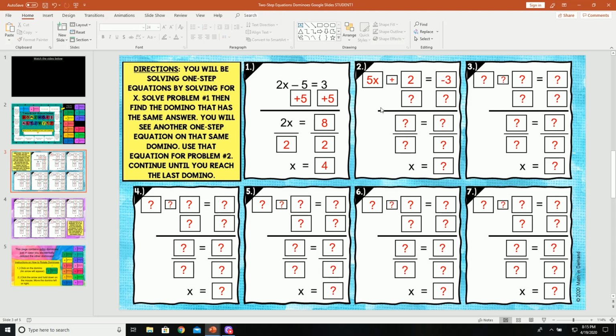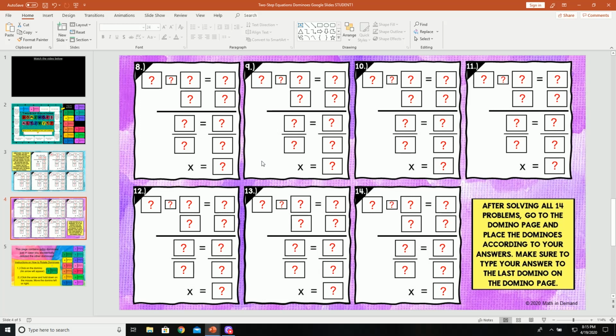Okay, and then I'm going to do what I did with the first problem. I'm going to solve it just like I did. I need to get rid of the positive 2 and so on. Whatever you do on one side, do to the other side. I will do this for problems 2, 3, 4, 5, 6, 7. You go on to page 4. You will also do it for 8, 9, 10, 11, 12, 13, and 14.